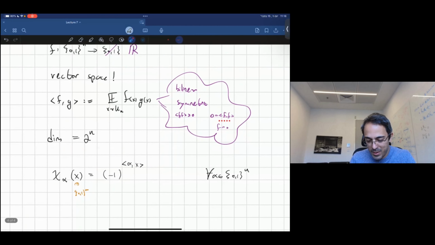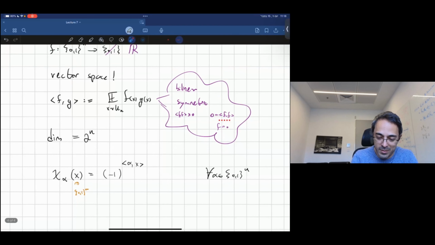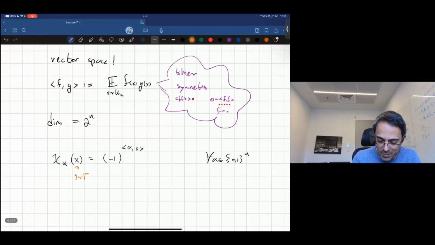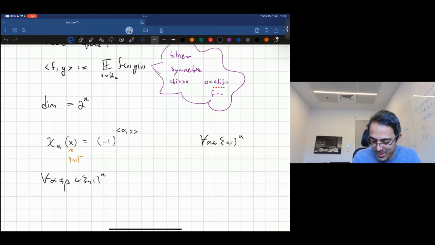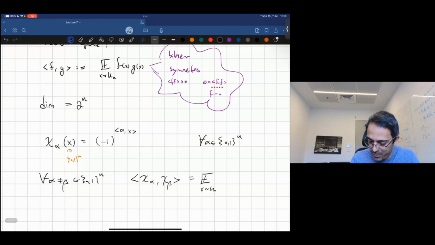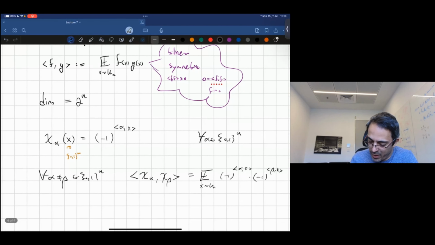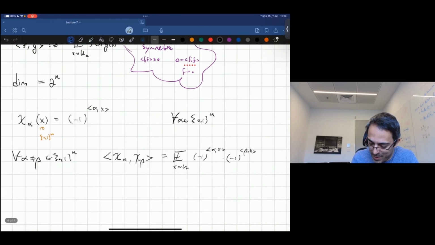And what I claim is that they are orthogonal. So if you take any alpha not equal to beta in {0,1}^n, any two which are not the same, then the inner product that we have defined between chi alpha and chi beta, by definition, is: you take x uniformly at random, an n-bit string, evaluate chi alpha and chi beta, and take the product, the real product. But then, what happens now?